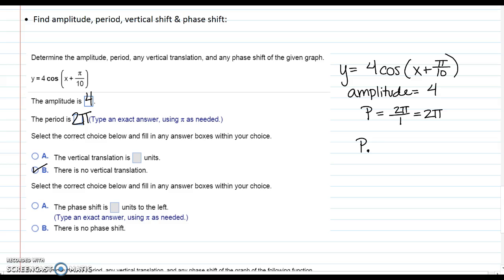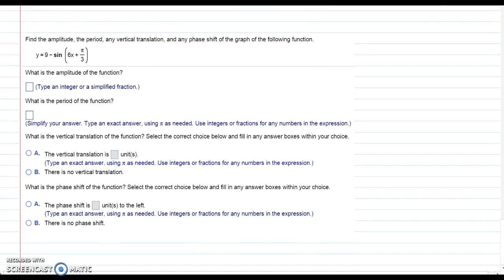And phase shift, that's the number that's left over inside the parentheses, which would be pi over 10. They already put "to the left," so you're going to type a positive pi over 10. Be very careful about reading the way it says it. Phase shift is pi over 10 to the left. You don't have to put in the minus sign. Pi over 10 to the left. One more problem.